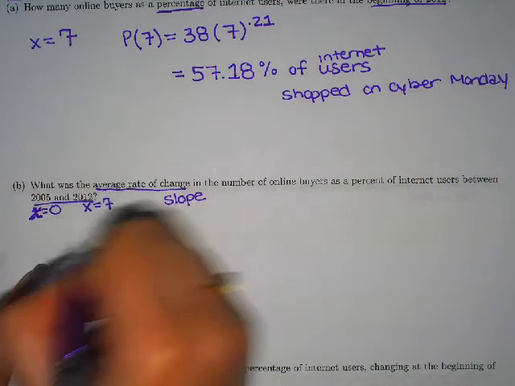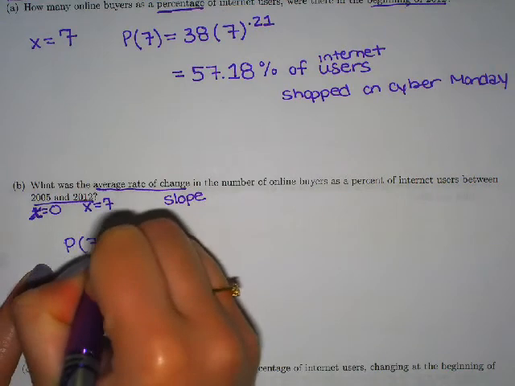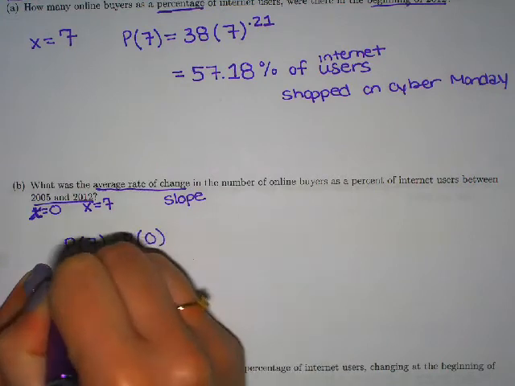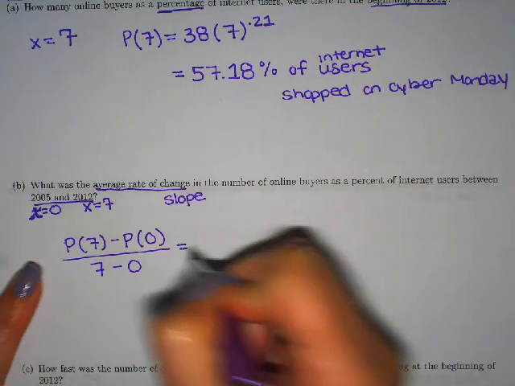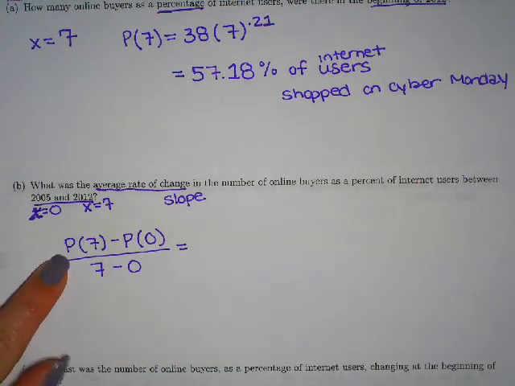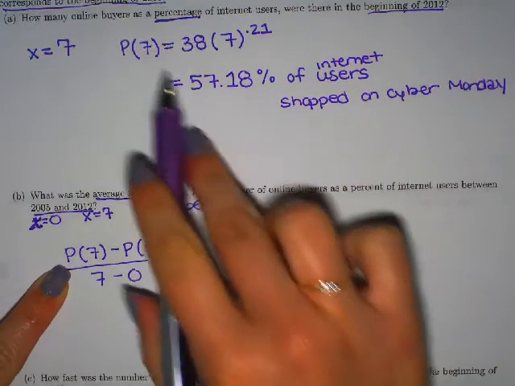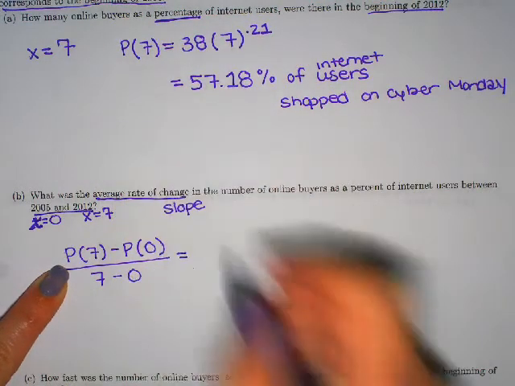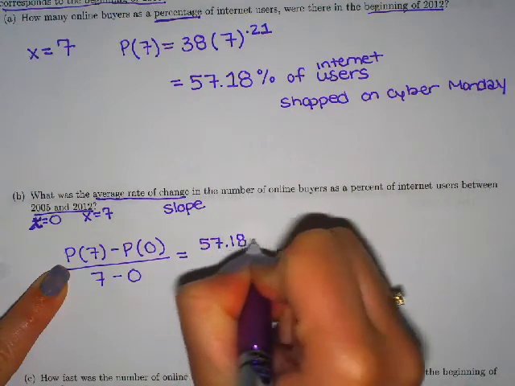So my interval is 0 to 7, so I'm going to say p of 7, find the y value for 7, minus p of 0, the y value when we plug in 0, over 7 minus 0. So we need to plug in and find the y values. The nice part about this is we already found p of 7 in part A, so it kind of led into this nicely. P of 7, the y value when you plug in 7, was 57.18.